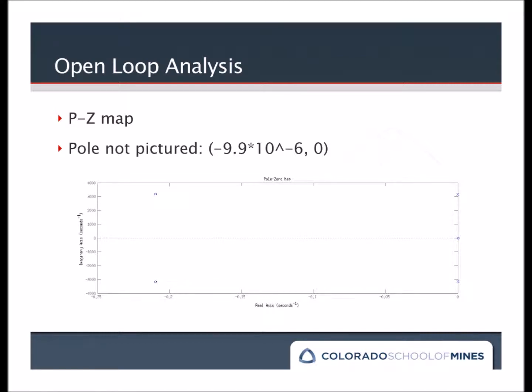This plot shows the poles and zeros of the open loop transfer function. There are 3 poles, though only 2 are shown on this plot. Those 2 are an imaginary pair centered at 0. The other pole is a real value at negative 9.9 times 10 to the 6th. 3 zeros are also pictured, an imaginary pair centered at negative 0.21 and a 0 at 0.